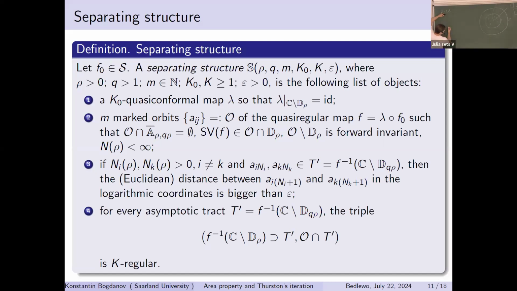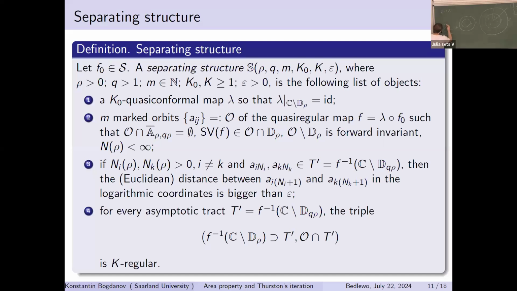Irregularity. For example, if we have 2 tracts, let me draw it. So we have a disk of radius rho, and a disk of radius rho prime of bigger radius. Then their preimages are some pair of tracts: the tract T and the tract T prime lying inside of it.